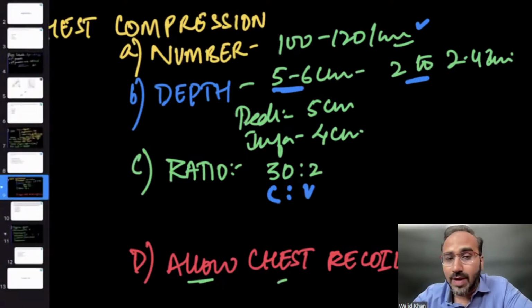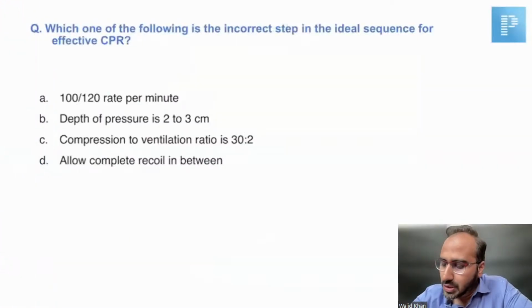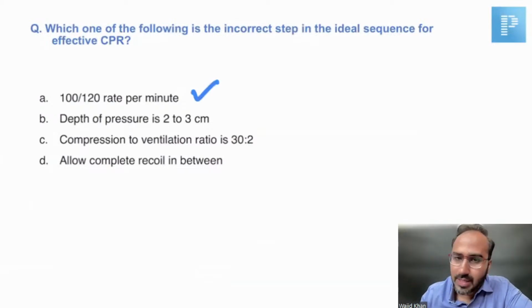These are the steps of effective way of delivering the CPR. Now, what is not given over here, guys? Which one is incorrect? 100 to 120, that's basically the compression rate in a minute.